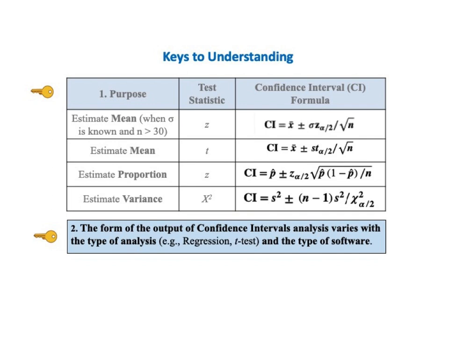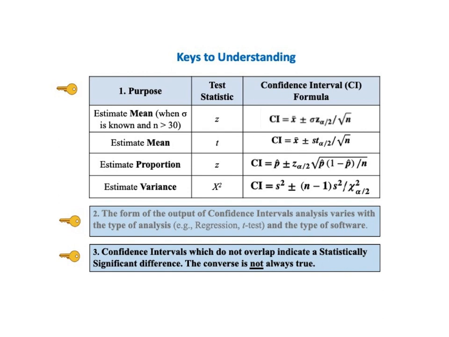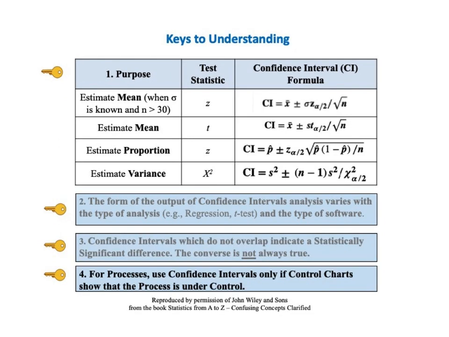KTU number 2 says, the form of the output of confidence interval analysis varies with the type of analysis, for example, regression or a t-test, as well as the type of software. Key number 3 says, confidence intervals which do not overlap indicate a statistically significant difference. The converse is not always true. Key to understanding number 4 says, for processes, use confidence intervals only if control charts show that the process is under control.